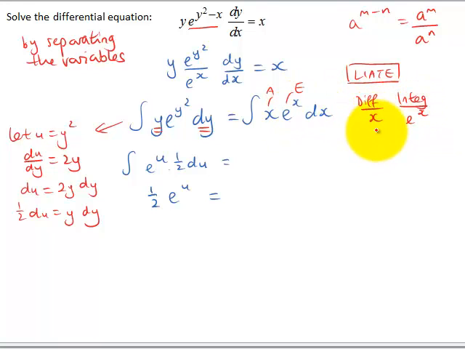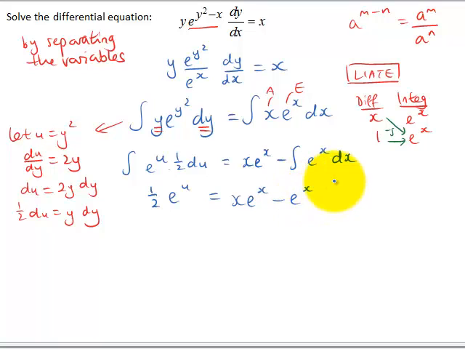Differentiate x, I get 1. Integrate e to the x, I get back itself. So to do integration by parts is to take this times this minus the integral of this times this. So I'm going to take x times e to the x minus the integration of 1 times e to the x. So I can integrate e to the x, I get back itself, and I have a plus c.